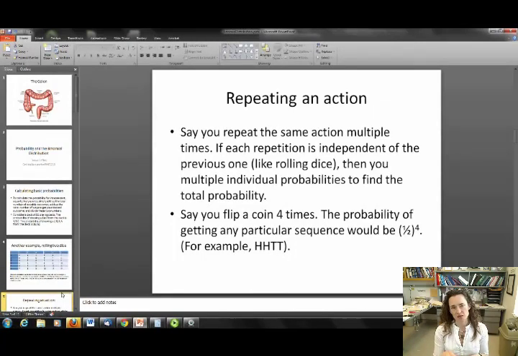If you want to calculate the probability for a sequence of events, then what you do is you multiply each of the individual probabilities to get your total probability. So, for example, if you flip a coin 4 times, the probability of getting any particular sequence, for example, heads, heads, tails, tails, in that order, okay, then the probability of getting heads the first time is 1/2, times the probability of getting heads the second time is 1/2, times the probability of getting tails the third time is 1/2. So it becomes 1/2 to the 4th power because you're multiplying 1/2 4 times.